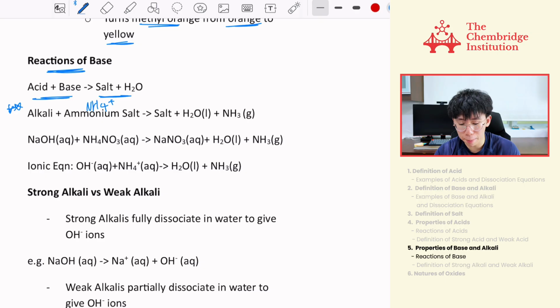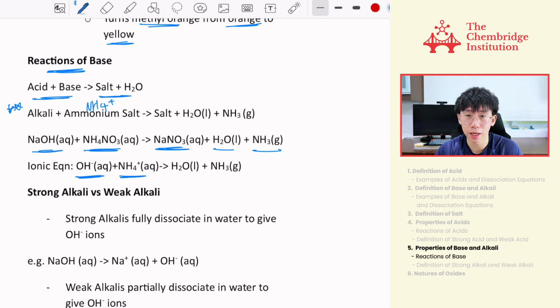For example, sodium hydroxide can react with ammonium nitrate to give sodium nitrate, which is the salt, because the Na+ ion from sodium hydroxide and the nitrate anion do not react, but they will just combine at the end. You also give water plus ammonia gas, and you have to make sure the whole equation is balanced as well. For our ionic equation, we know the OH- is responsible for the reaction, so it's going to react with the ammonium ion, and this will give water plus ammonia gas.